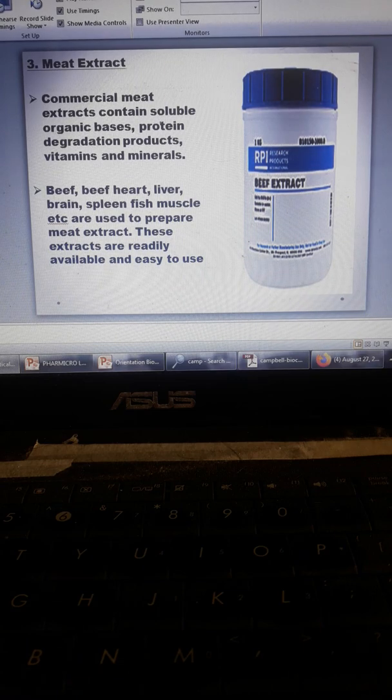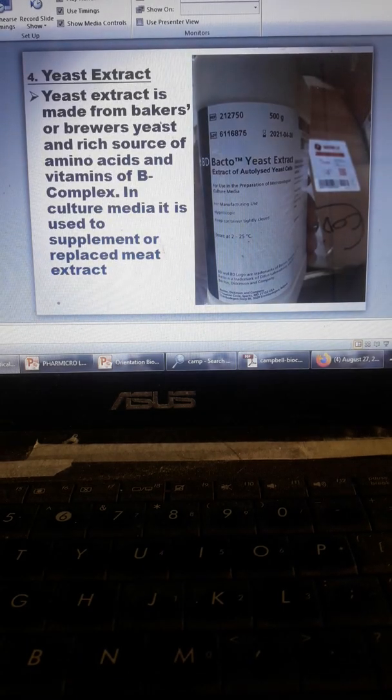Okay? Next, we have yeast. So, yeast extract is made from bakers' or brewers' yeast, a rich source of amino acids, again another protein, and vitamin B complex. In culture media, it is used as a supplement and to replace meat extract. So, kay mahal man yung meat extract, usually mahal yan ng powder. So, pwede na yung yeast extract niya. Okay?